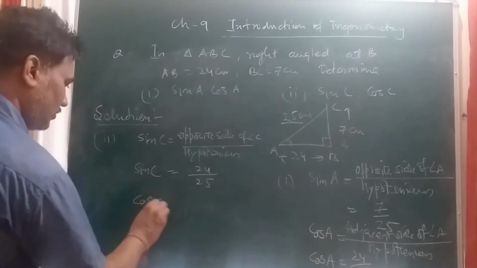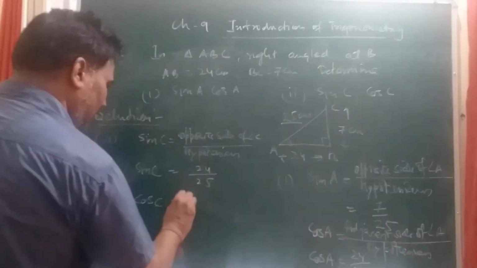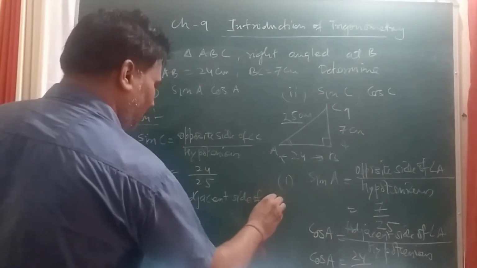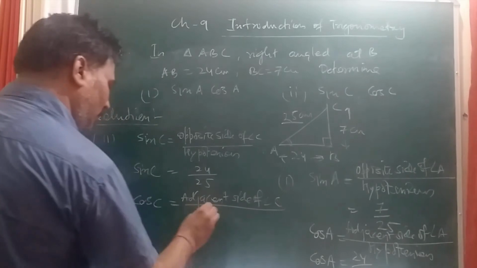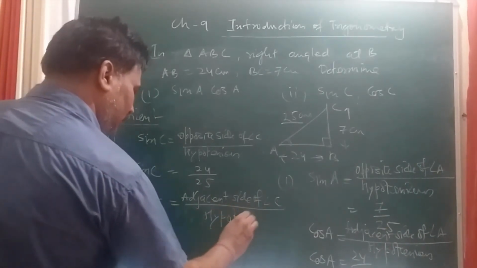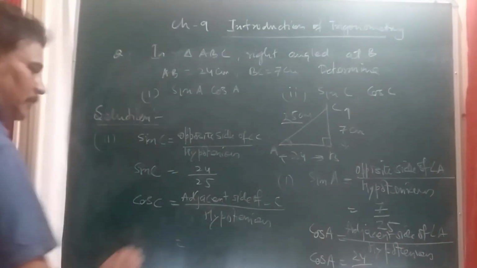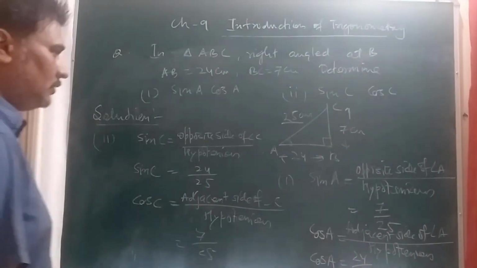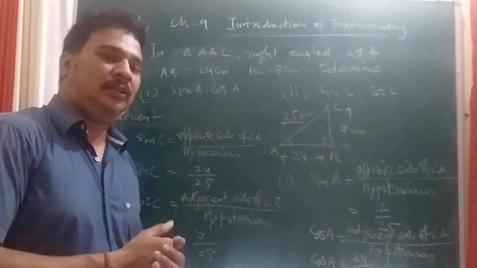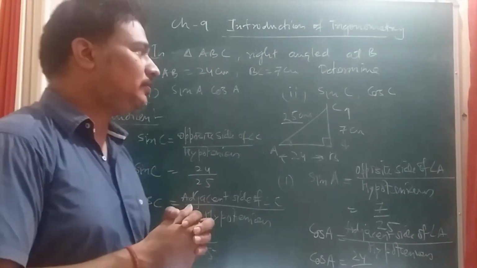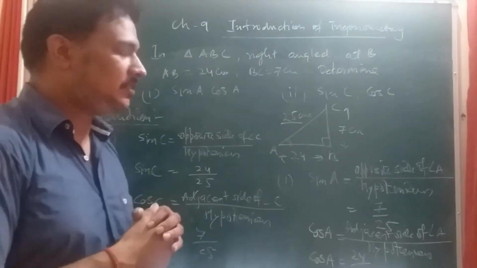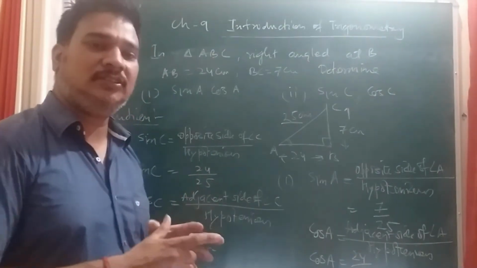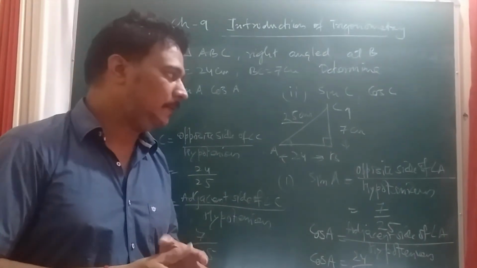Next is cos C. Cos C is adjacent side of angle C upon hypotenuse. It means 7 upon 25. So in this question you understood, if you know the sides of a triangle, then you can easily find out the trigonometric ratios.